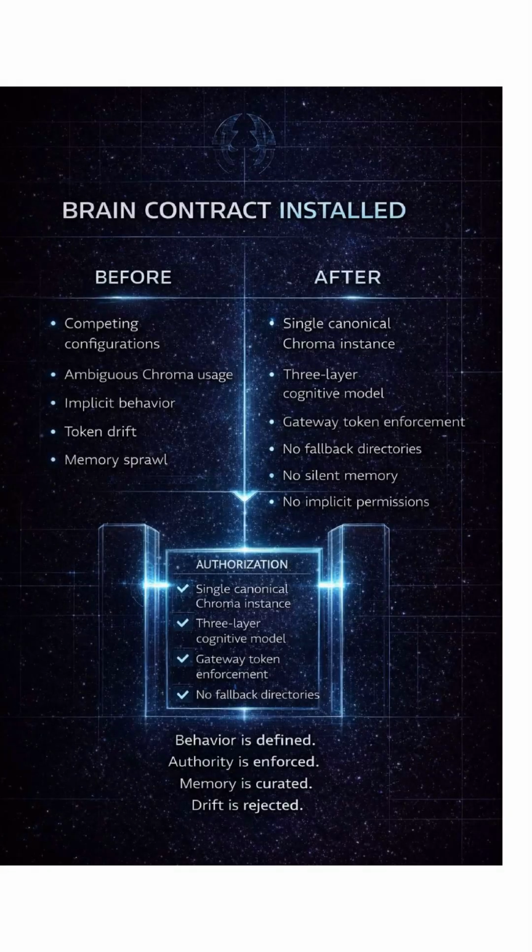Before, we had an implicit cognitive model with ambient authorization and hidden memory merging. After, everything became explicit. Defined layers, token-based auth, controlled learning with clear promotion rules.